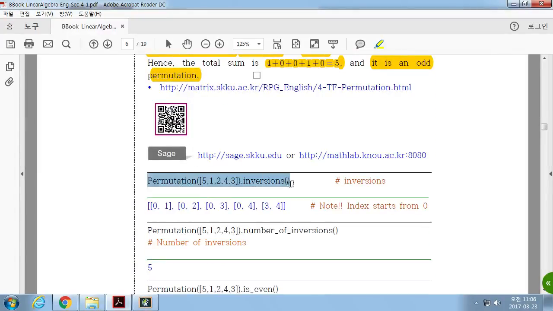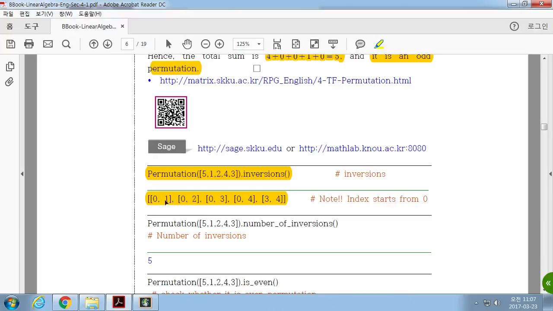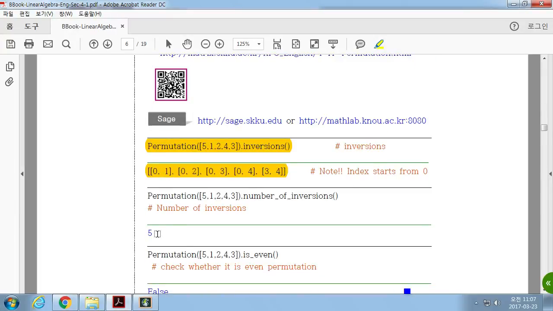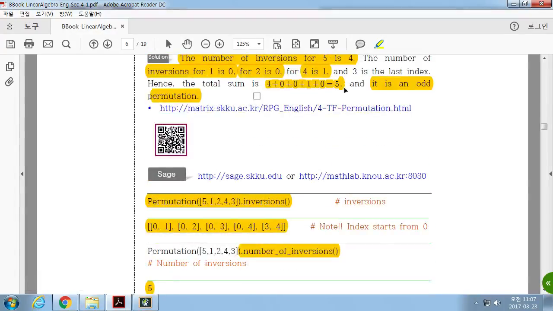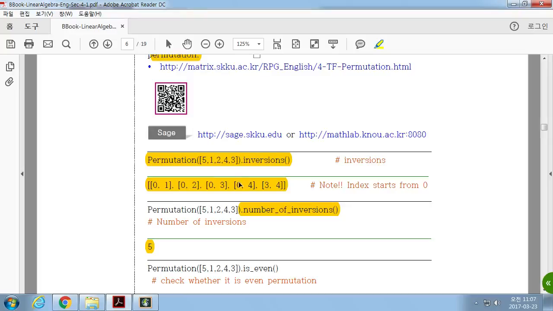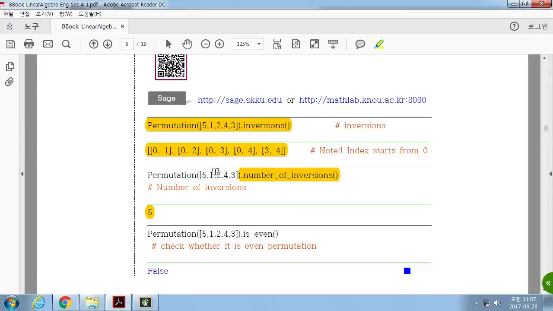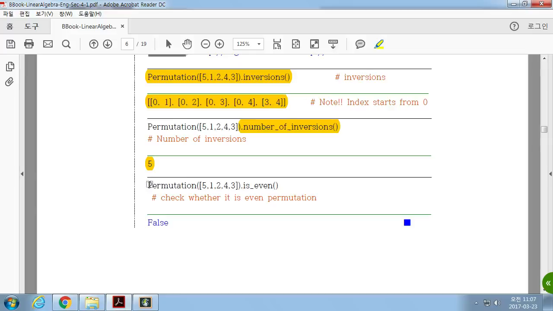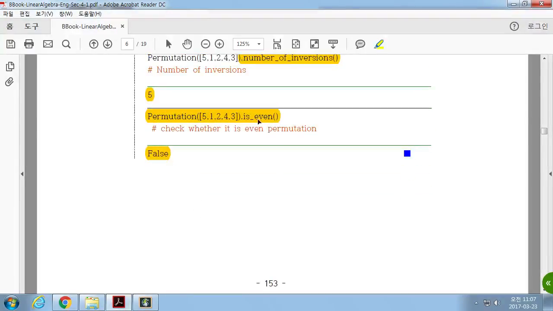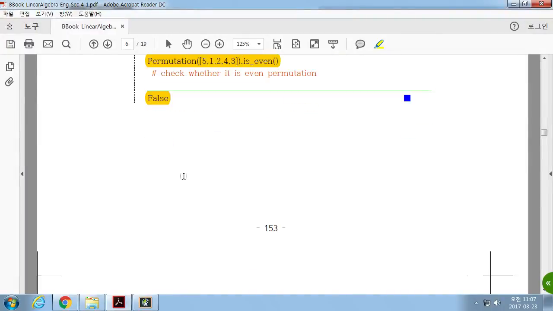Okay, that's the way. You can define a permutation like this and ask for the number of inversions with this command. Then it shows you the inversions, and the number of inversions is going to be 5, like what you found here. So if you have a permutation, the number of inversions and the shape of inversions can be found like this. If you ask whether the given permutation 5, 1, 2, 4, 3 is even, then it says no, it's not an even permutation. If you ask if it is odd, then it will give you yes, true.